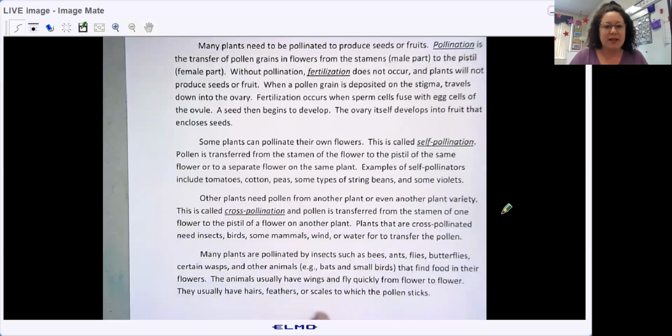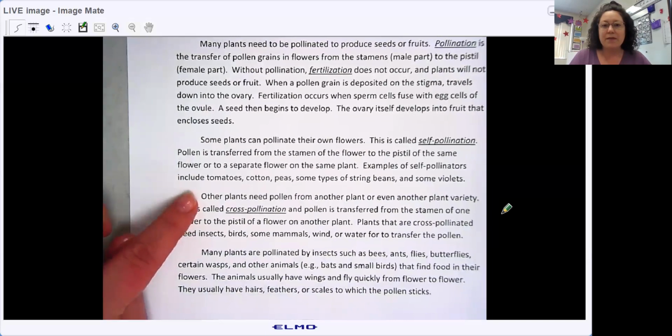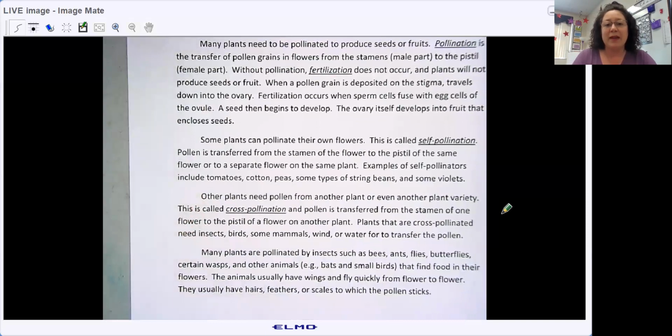Other plants need pollen from another plant or even another plant variety. This is called cross-pollination. And remember yesterday, it's cross because it's crossing from one plant to the other. Pollen is transferred from the stamen of one flower to the pistil of a flower on another plant. Plants that are cross-pollinated need insects, birds, some mammals, wind, or water to transfer the pollen.